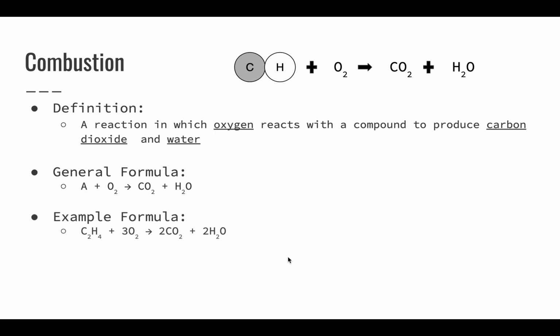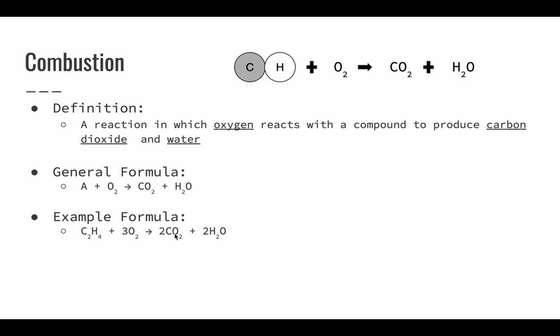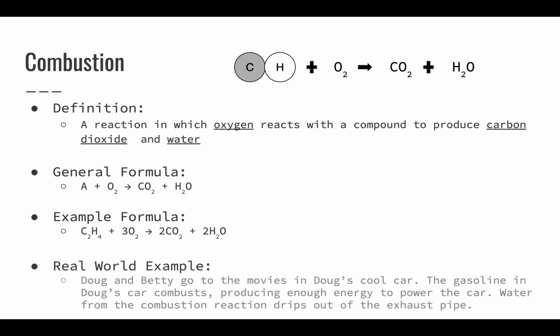So here's our example formula. We have some random compound. Usually it is a hydrocarbon. We have oxygen. We have carbon dioxide, water. This carbon dioxide and water give it away. Anytime that those are your only two products, you know that is a combustion reaction. Okay? So a lot of the times people think of fire whenever they hear the word combustion. Okay? So let's look at our real world example.